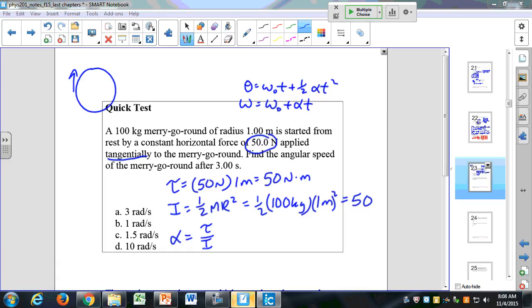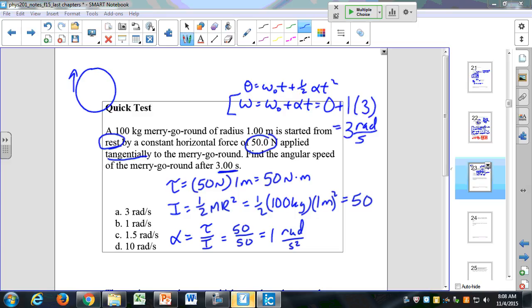And then I find alpha. That's torque over my moment of inertia. That's 50 over 50, which is 1 radian per second squared. And then I use this kinematics equation to find omega after 3 seconds. Omega naught is 0 because it's initially at rest, plus alpha, which is 1, times t, which is 3. So it's 3 radians per second. So A is your right answer there.